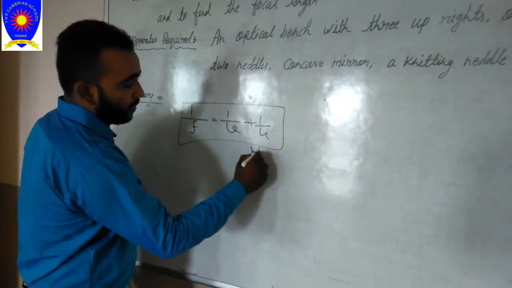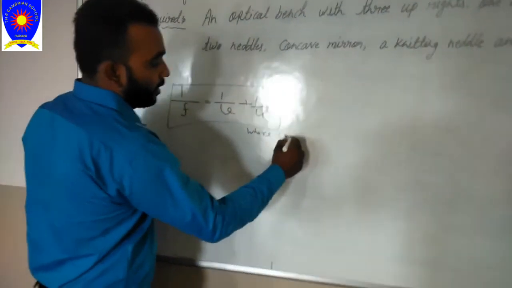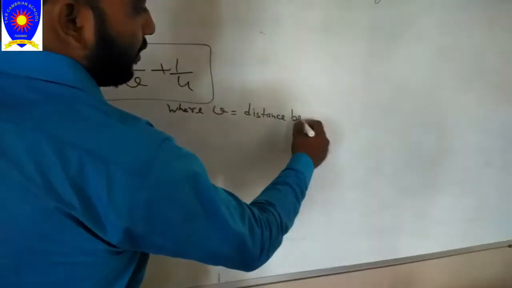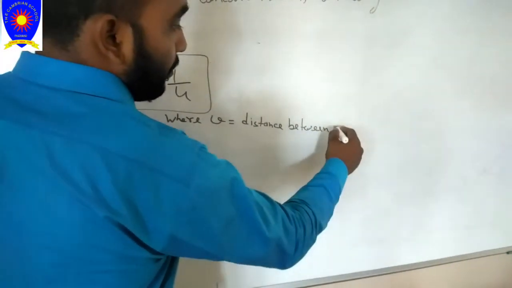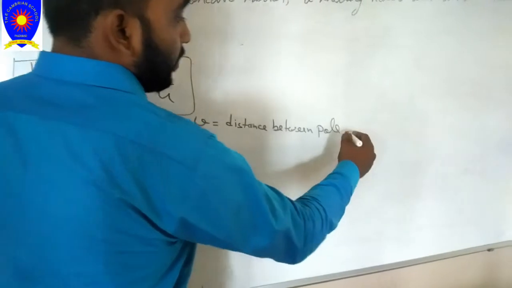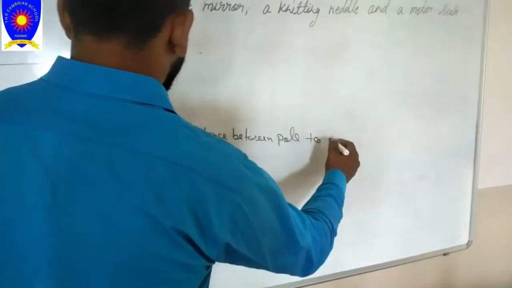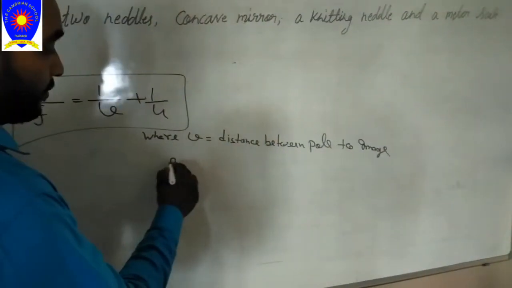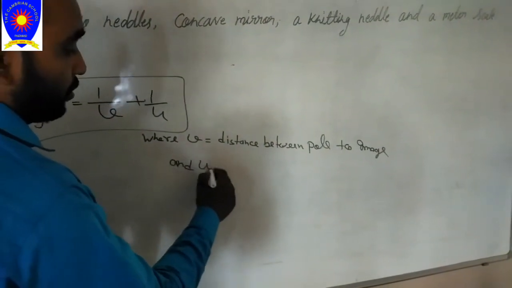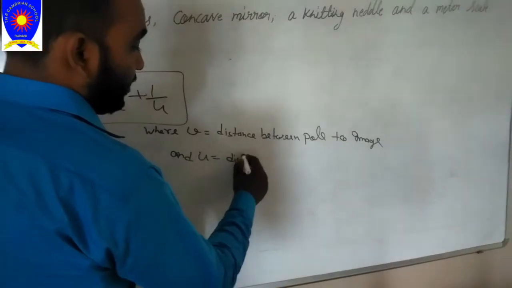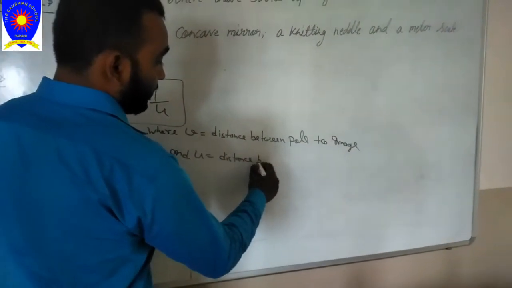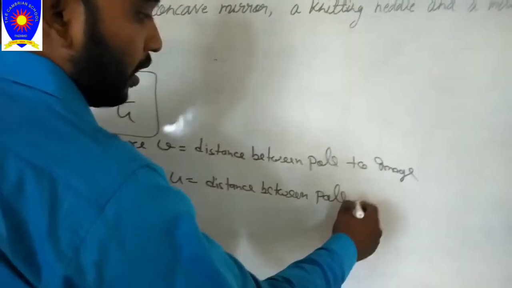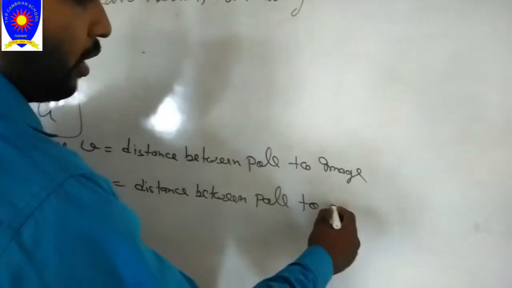where V is equal to the distance between the pole and the image, and U is equal to the distance between the pole of the mirror and the object pin.